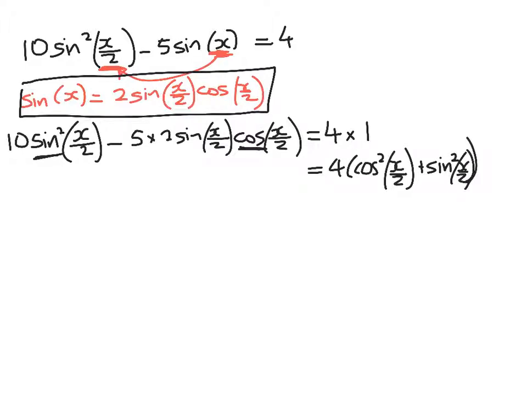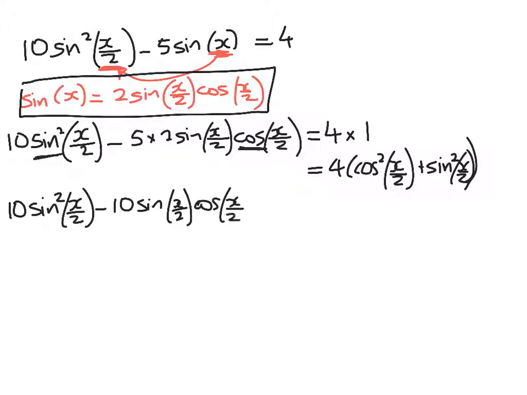Now we're going to subtract everything from the right-hand side. So what do I end up with? Well, I've got 10 sine squared x on 2 minus 10 sine x on 2 cosine x on 2 minus 4 cosine squared of x on 2. So I'm starting to feel happier about this, hopefully. Minus 4 sine squared x on 2, and that equals 0.